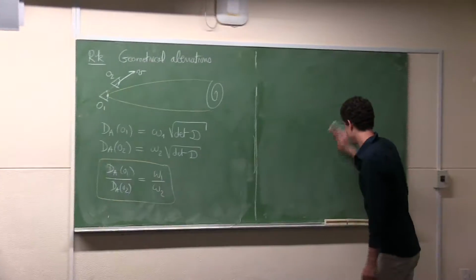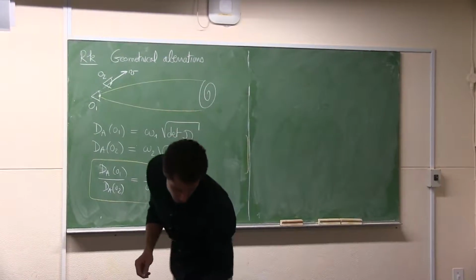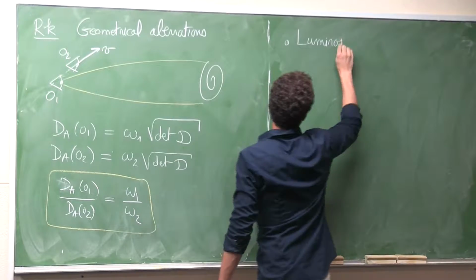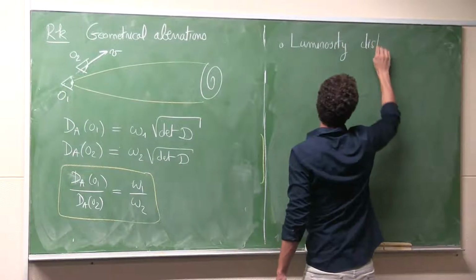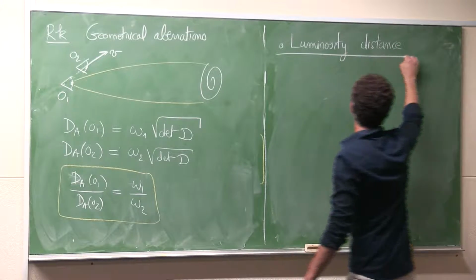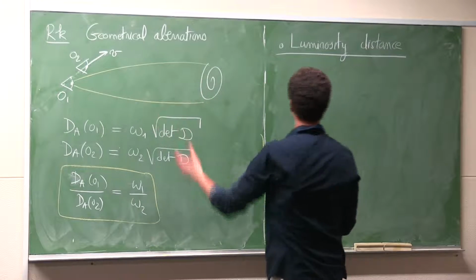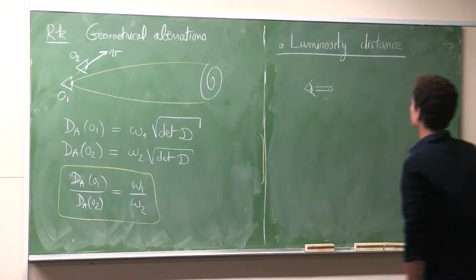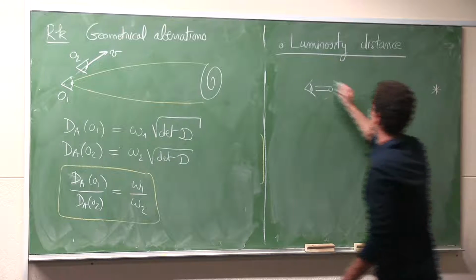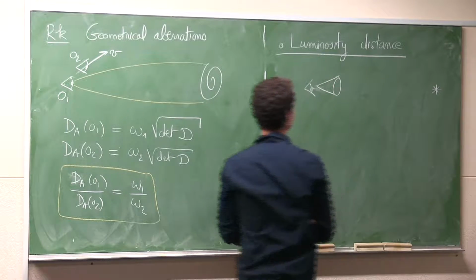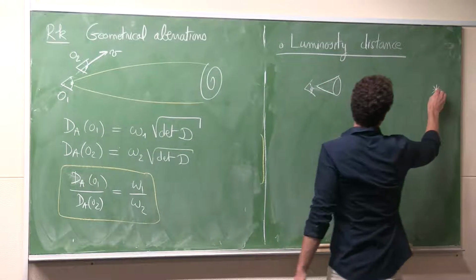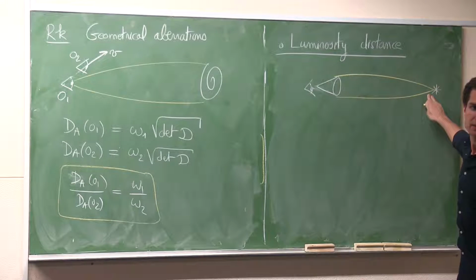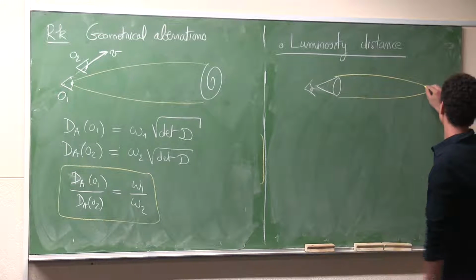And now let's go to the last, but not least, the luminosity distance. In this case, it's the opposite picture. You have an observer with a telescope, and you have a source that emits light, and we consider a light beam that is emerging from the source.